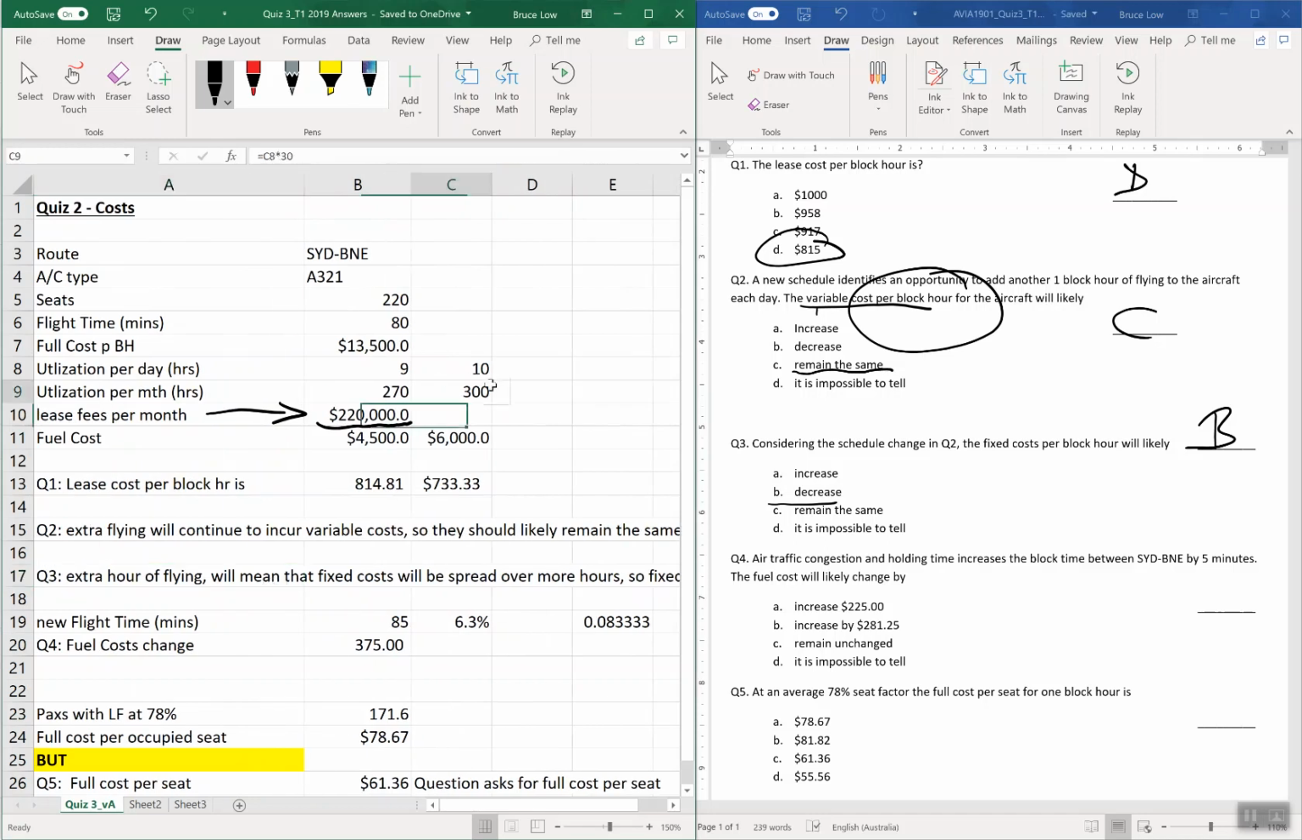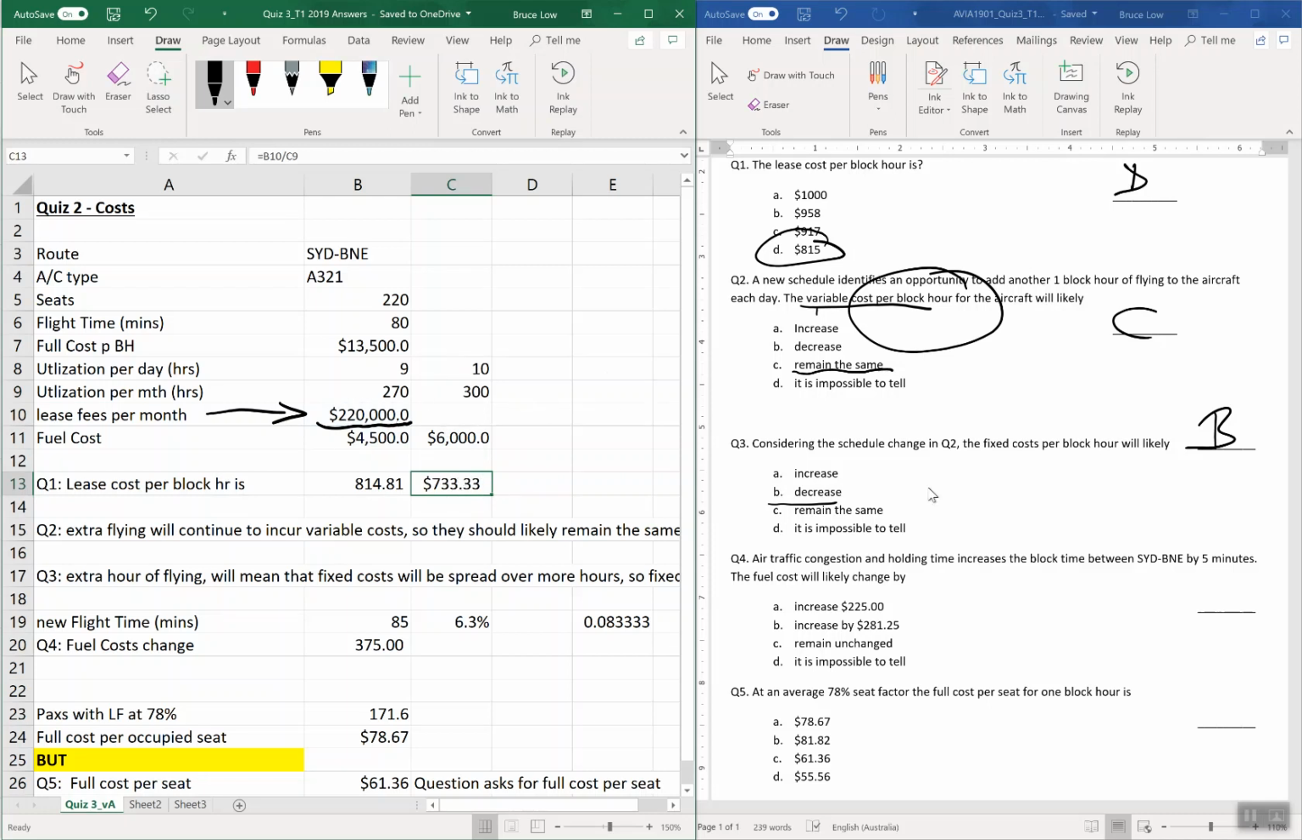And the example here is your lease cost in the original example was $815. If we add an extra hour of flying a day and we get 300 hours a month, then our lease cost drops down to only $733 an hour instead of $815. And the more hours you fly, the lower that lease cost per hour is going to be, given that it's fixed for the month.